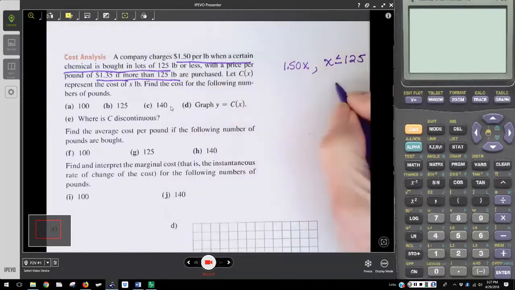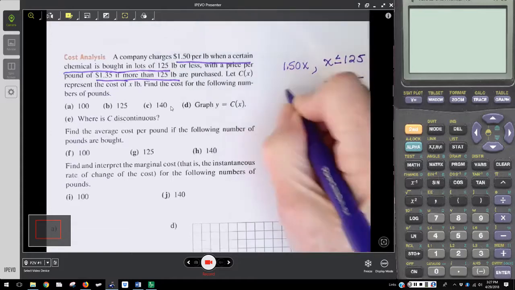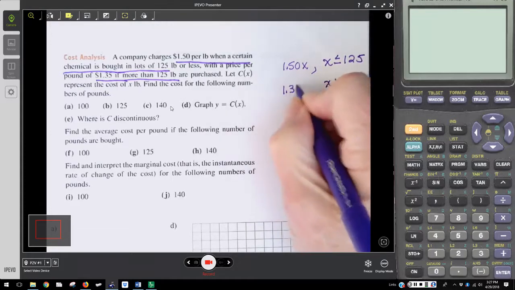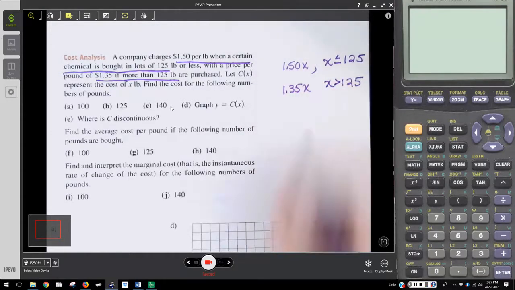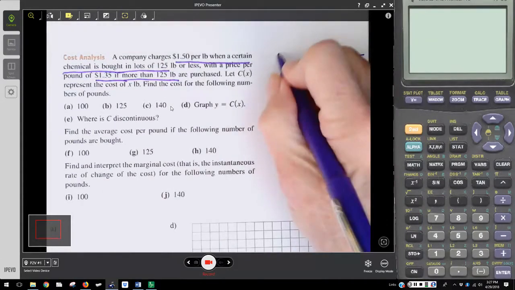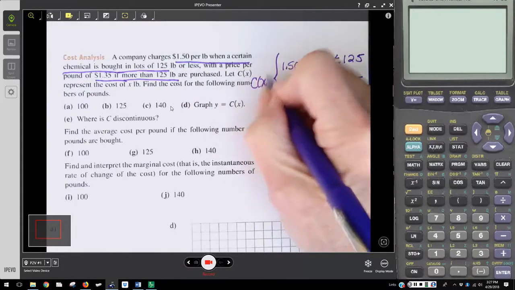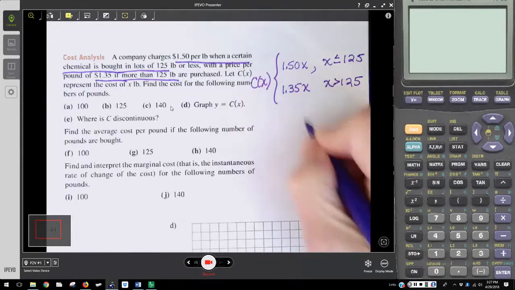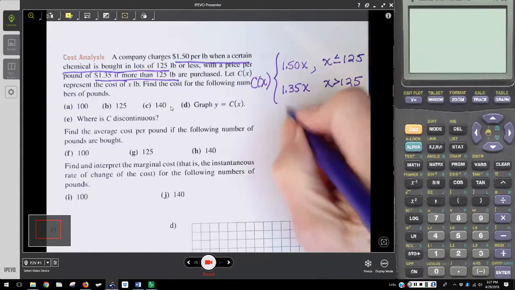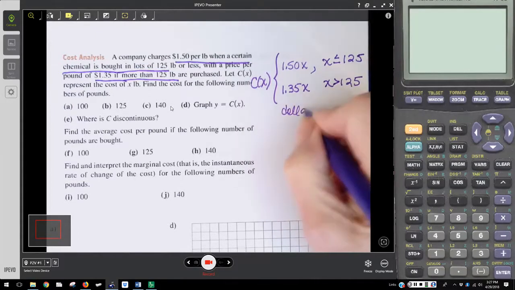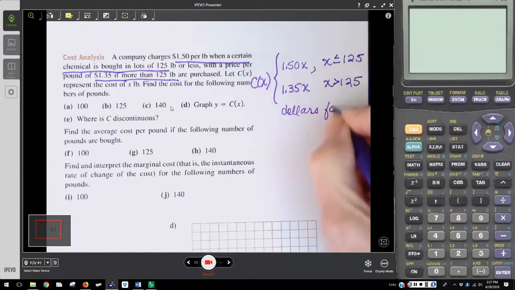But when your pounds purchased is greater than 125, your whole quantity, then you get a price break and it drops down to $1.35 per pound for the entire amount, including the initial 125 pounds. So this is your C of X function. And C of X is in dollars for X pounds.